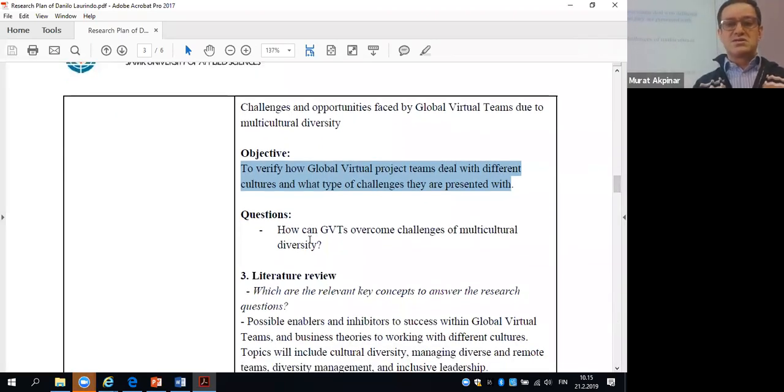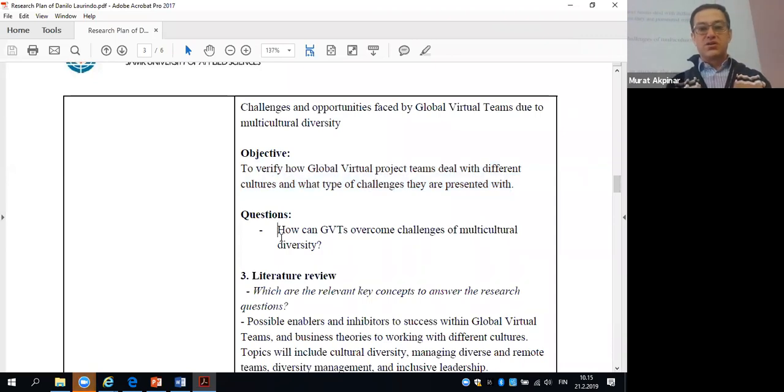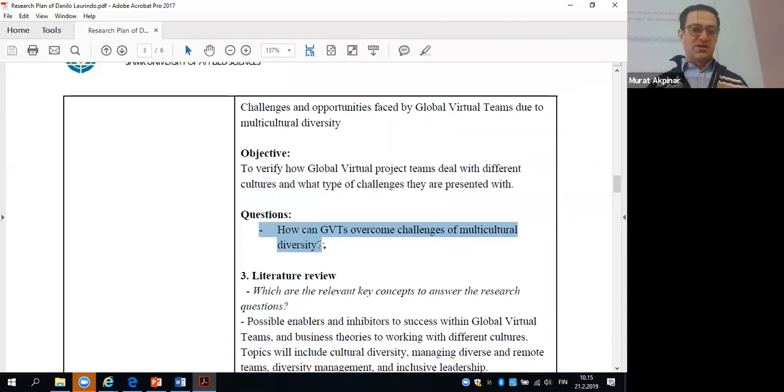And there is only one question: how can GVTs overcome challenges of multicultural diversity? Actually, this would need a sub-question or a preliminary question. First of all, you need to understand what the challenges are, right? So it would need a question about what the challenges of multicultural diversity faced by GVTs are, and second, how can they overcome these challenges? This is quite a typical kind of research question you can find. What are the challenges? How can we overcome these challenges?